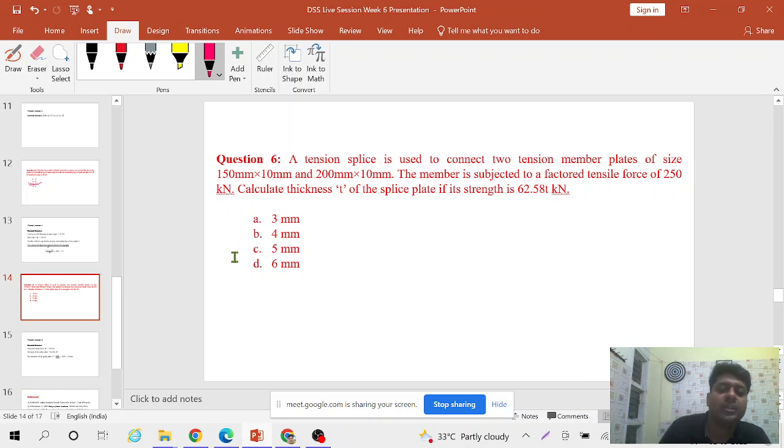Now coming to question number 6, which is our last question. A tension splice is used to connect two tension member plates of size 150 mm by 10 mm. It means you have to do a splicing here. There are two tension members and you have to do a splicing. Can you tell me any example of when we go for splicing? Why do we go for splicing?